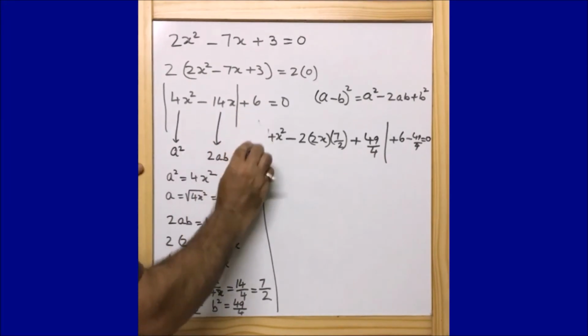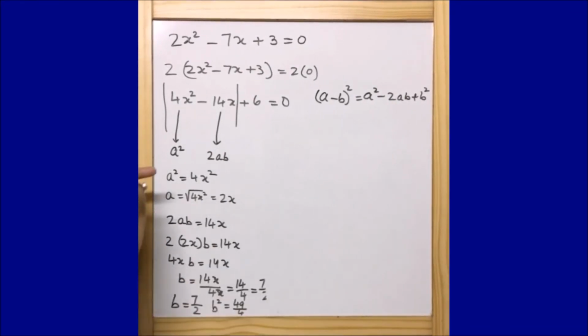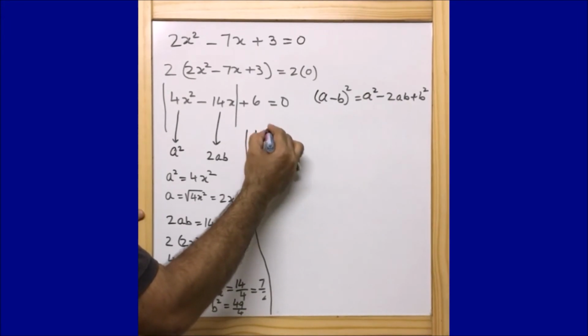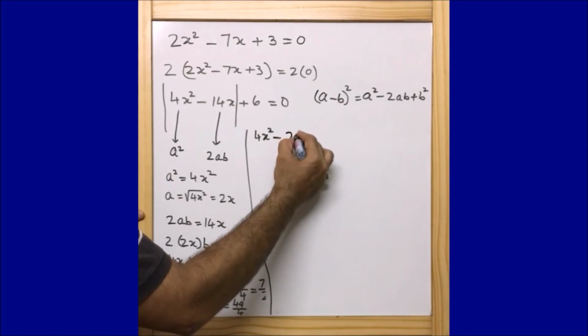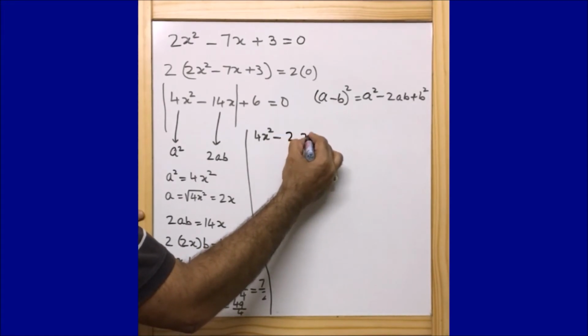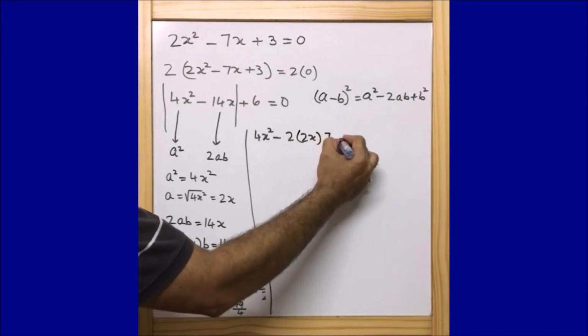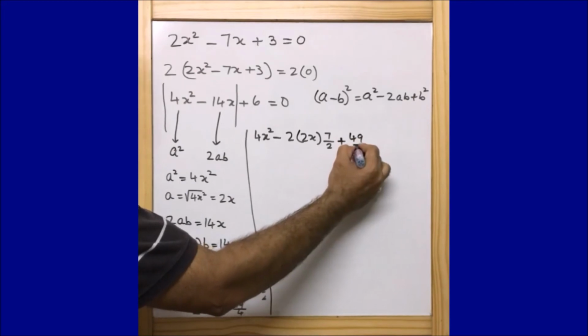Now just let me put it down here so that it will be easier. What I did here, I did 4x to the power 2 minus 14x. I have written 14x as 2 into a is 2x and b is 7 by 2, and I have added 49 by 4.